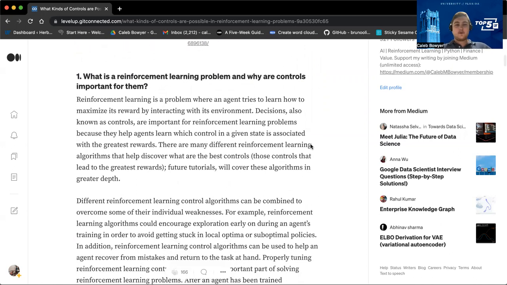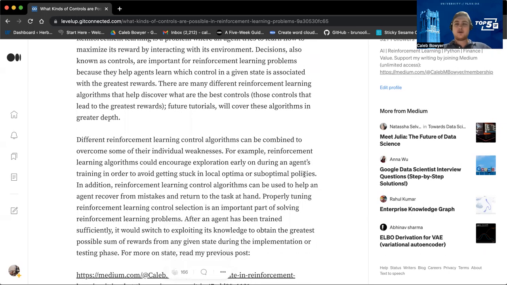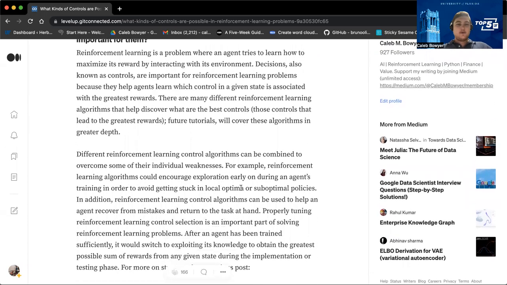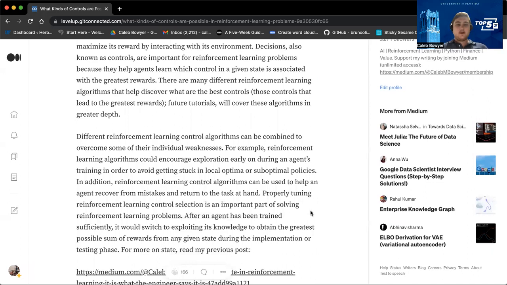There are many different reinforcement learning algorithms that help discover the best controls, those controls that lead to the greatest rewards. In future tutorials, I will cover these algorithms in greater depth. I'll only talk about some of the more well-known ones today. Different reinforcement learning control algorithms can be combined to overcome some of their individual weaknesses. For example, reinforcement learning algorithms could encourage exploration early on during an agent's training in order to avoid getting stuck in local optima or finding suboptimal policies for the agents.